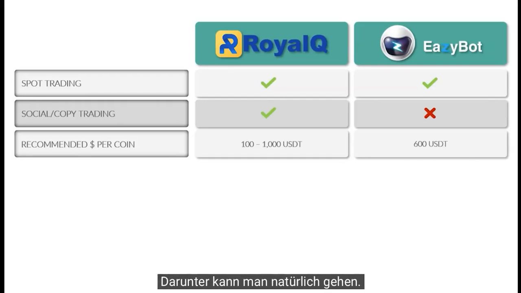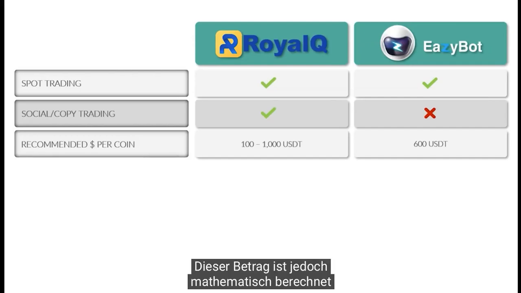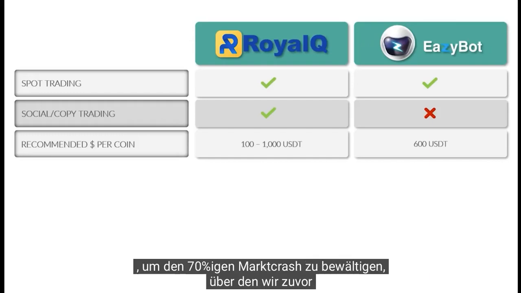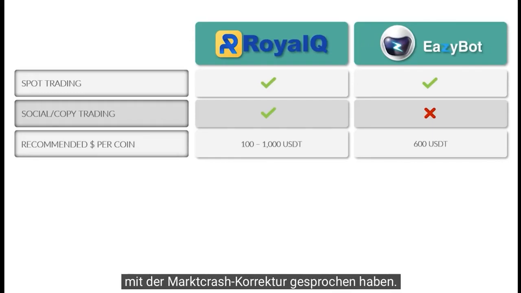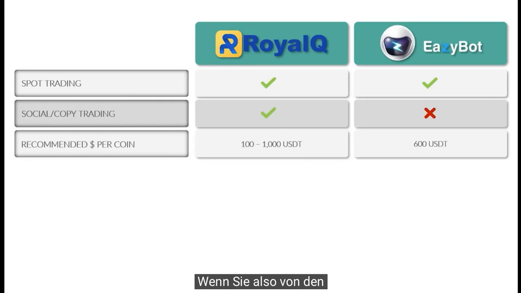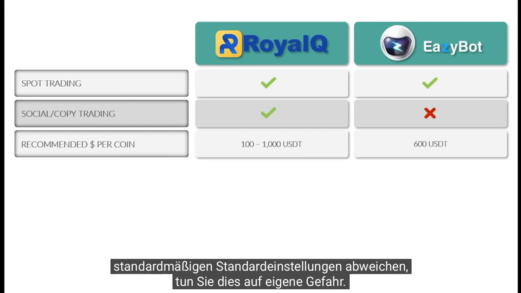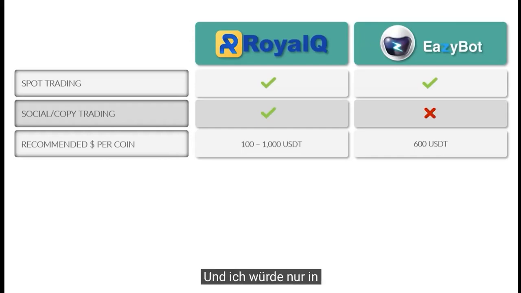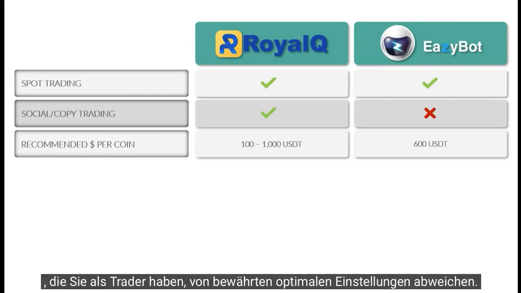Obviously, you can go below that. If you attempt to go below that, you'll be shown a friendly warning and you can proceed at your own risk. However, this amount is mathematically calculated to handle that 70% market crash that we spoke about earlier with market crash correction. So when you deviate outside of the default out-of-box settings, you're doing so at your own risk, and I would only stray away from proven optimal settings dependent on the amount of experience that you have as a trader.